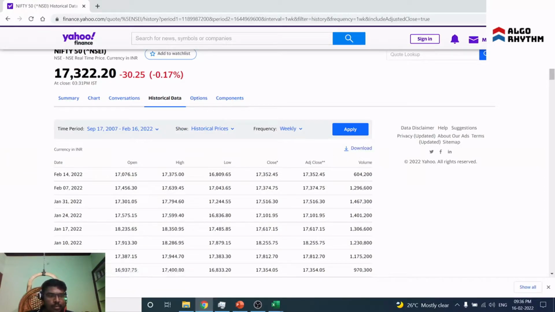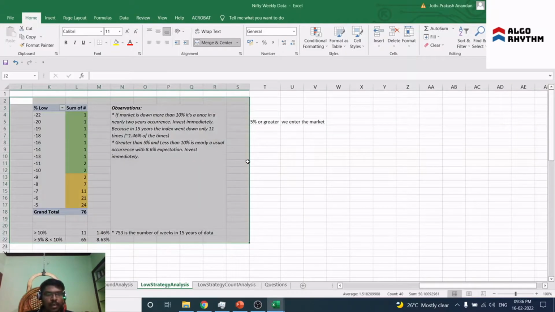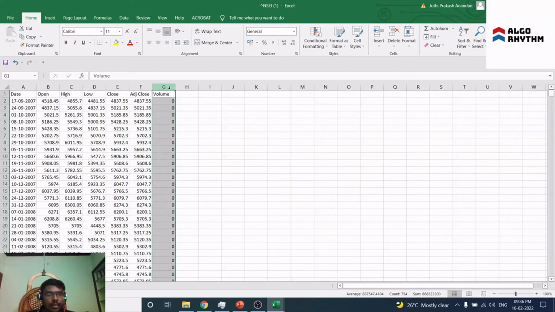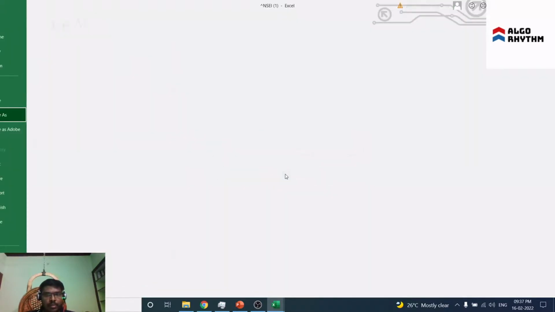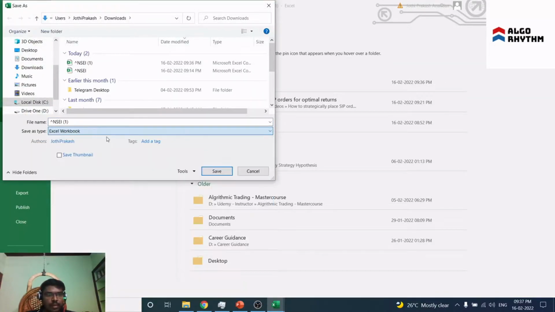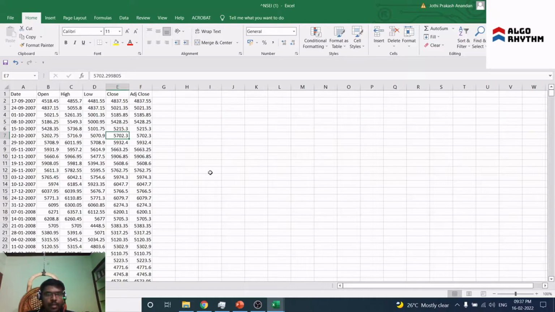Now we just have to download the data. Let's open the file, and we are seeing that the data is in CSV format. I don't want that. I actually want this in Excel format. So let's change the file to Excel, save, and yes.